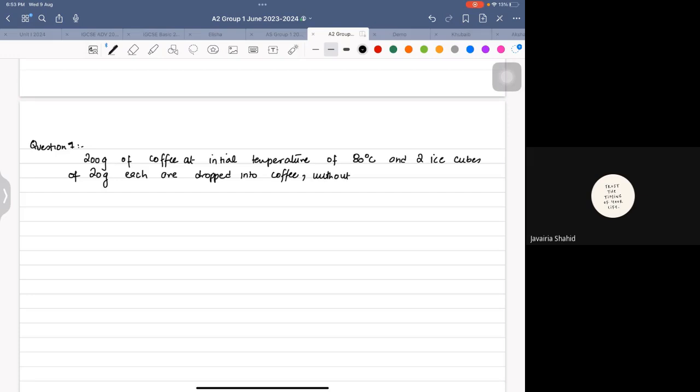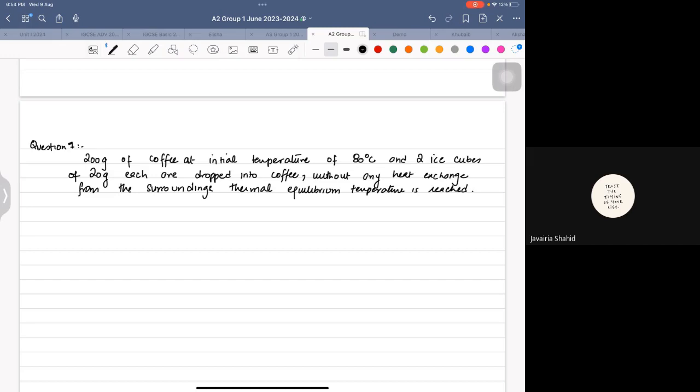Without any heat exchange from the surroundings, thermal equilibrium temperature is reached.